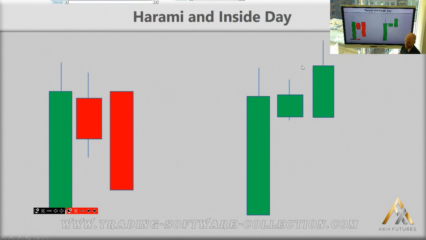The key for me on an inside day is which way it breaks, and that should provide a bit of direction. The other side of that is if you get within the day a break that then comes back in.